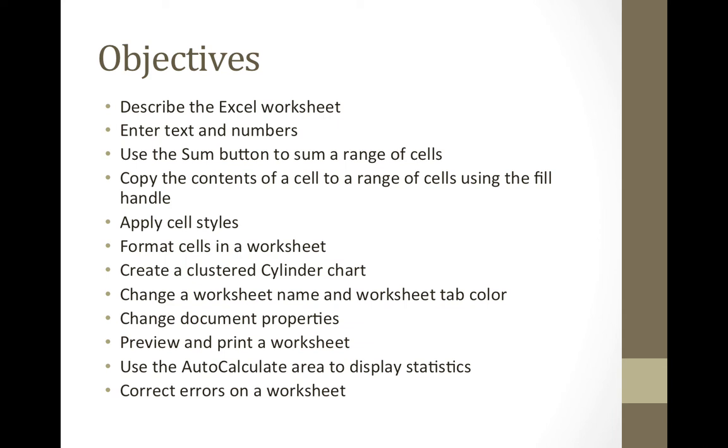Copy the contents of a cell to a range of cells using the fill handle. Apply cell styles. Format cells in a worksheet. Create a clustered cylinder chart. Change a worksheet name and worksheet tab color. Change document properties. Preview and print a worksheet. Use the auto calculate area to display statistics and correct errors on a worksheet.